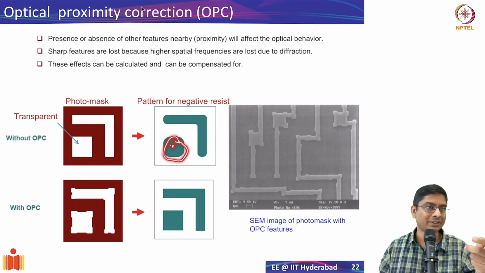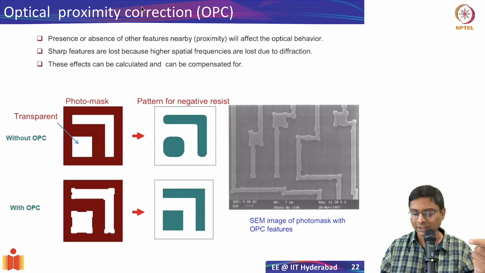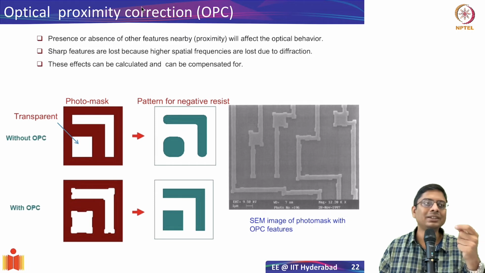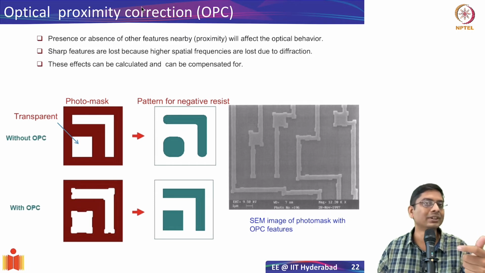Now, if there is diffraction, what will happen? You lose some of the higher spatial frequencies. That means the edges become very smooth. When the edges are smooth, that is not desirable. Okay, how can I correct that? I can correct it by intelligently calculating what my diffraction pattern is. Diffraction is a very well understood phenomenon. Given a slit, I can calculate what my diffraction pattern is.